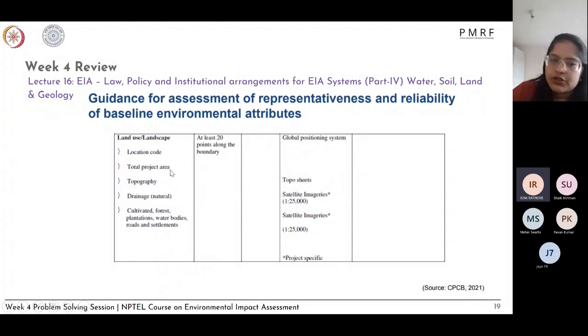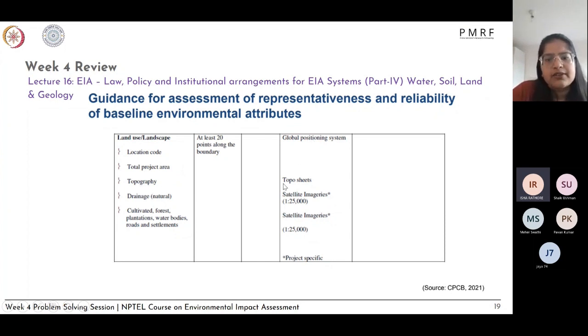And then we look at the project area, the topography of the site, the drainage, and the natural drainage patterns. We look at the cultivated forest plantation, water bodies, roads, and settlements adjacent to, near, or on the site. We take at least 20 points along the boundary to make these observations, and this is done basically through the Global Positioning System, which is the GPS.